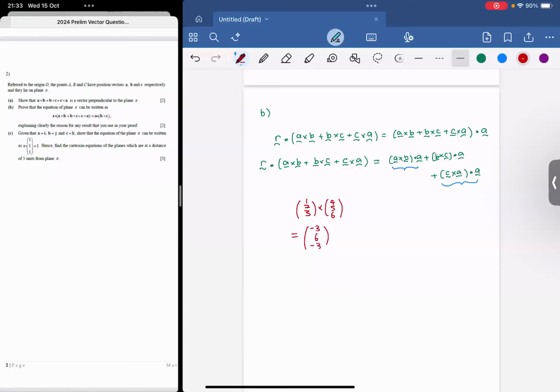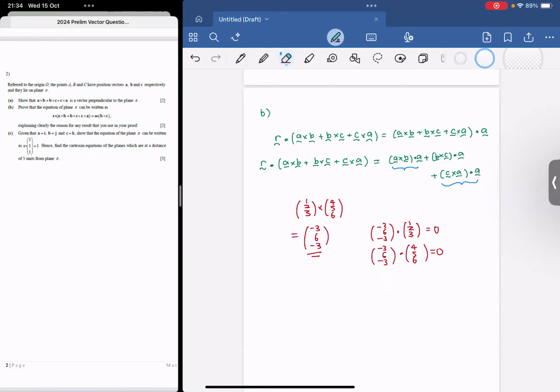negative 3. Remember what I say: your final answer that you cross, how do you check whether the cross is correct? When you dot 1, 2, 3, it must give you 0, because when you cross, you are trying to find the vector that is perpendicular to the original 2 vectors. So when you take A cross B dot A, it will become 0, because A cross B is like your new one. Then you dot back the original one itself, so you get 0.